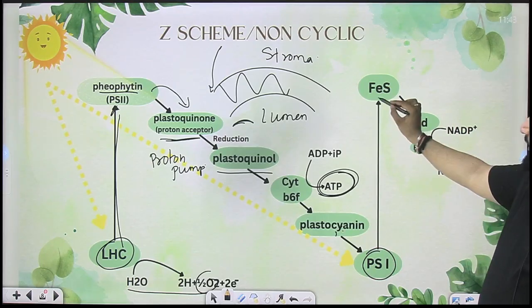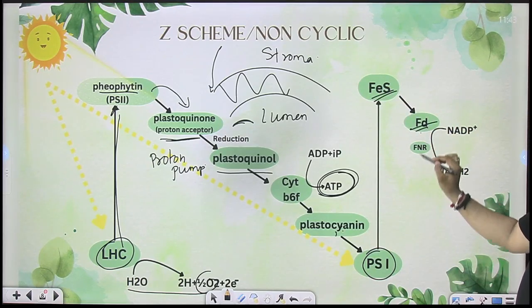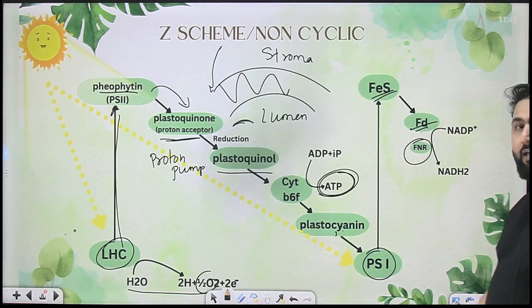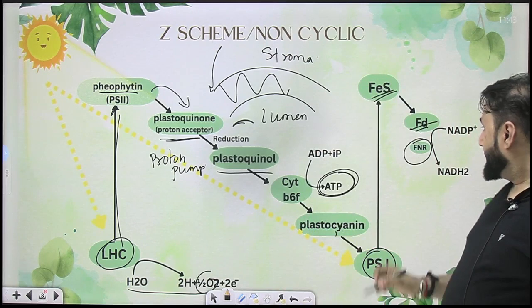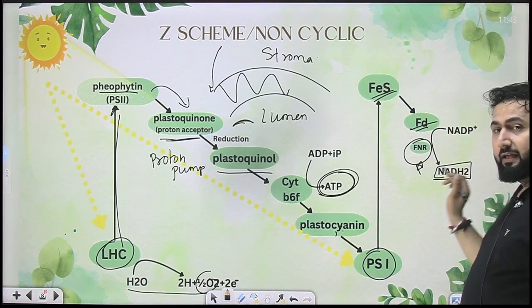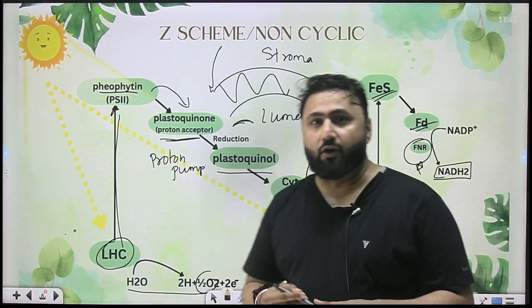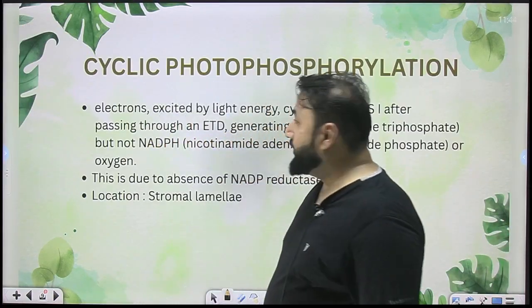Here you can see the electron is given to ferredoxin. Ferredoxin has one enzyme known as FNR, that is ferredoxin NADP reductase. This enzyme helps to form NADPH2. Okay, this is all about your non-cyclic reaction.